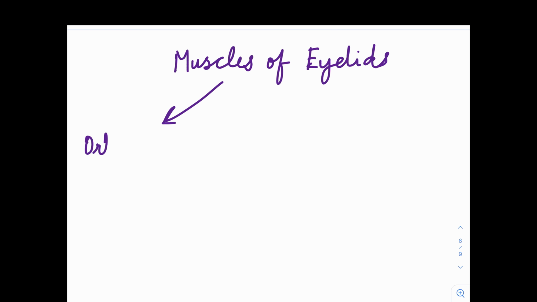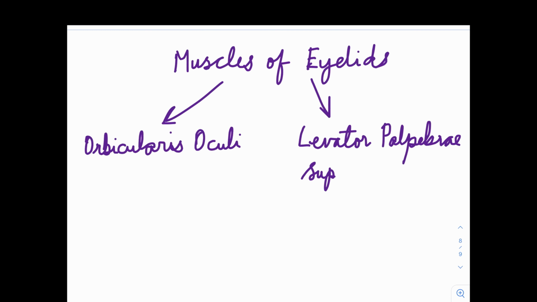And before bringing this lesson to an end, we'll just generally mention the muscles of the eyelids. There are basically two muscles of the eyelids: the orbicularis oculi and the levator palpebrae superioris. So the first one is orbicularis oculi. The orbicularis oculi has two parts, the palpebral part and the orbital part.